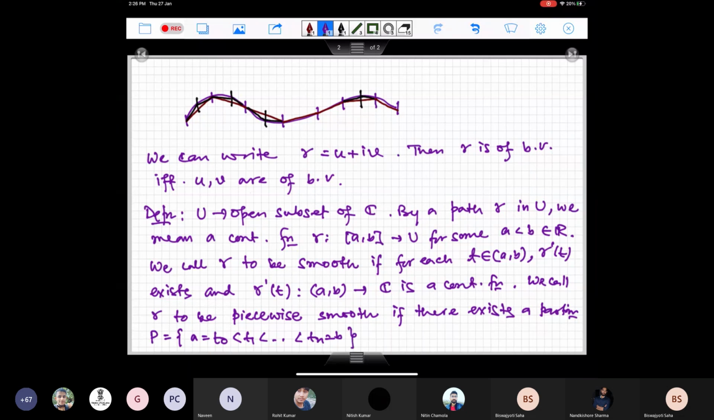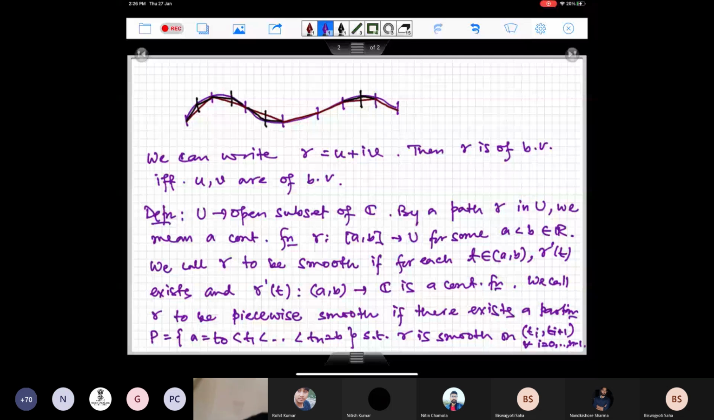So I have a partition such that gamma is smooth on each of the open subintervals ti to ti plus 1, for all i from 0 up to n minus 1. If I have that, then we will call it piecewise smooth. It means I am going to allow certain points in between where the function might not be smooth, might not even be differentiable, but I do not care, because we can always take partitions.